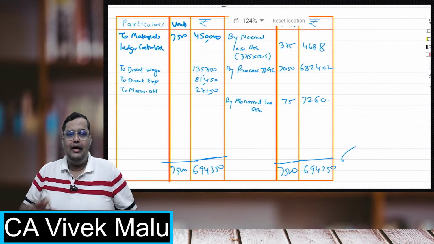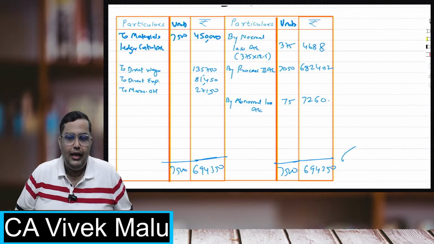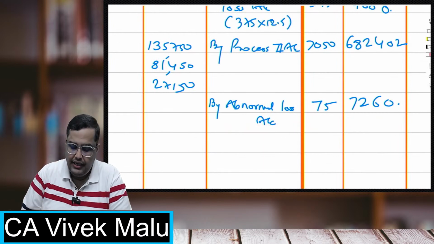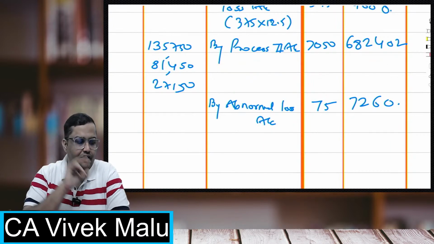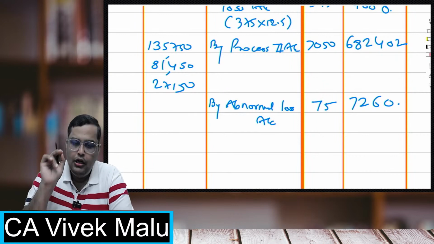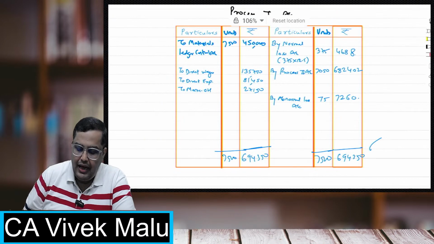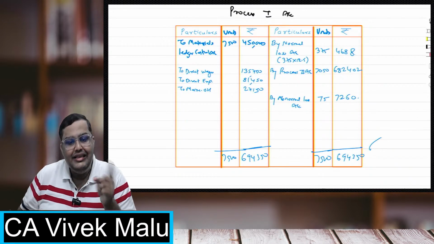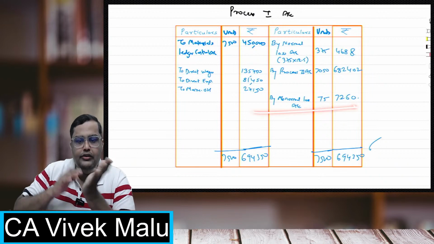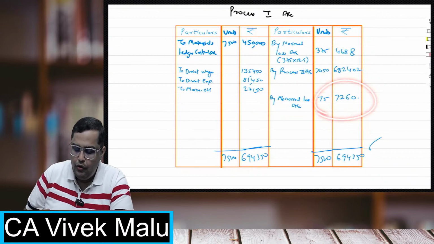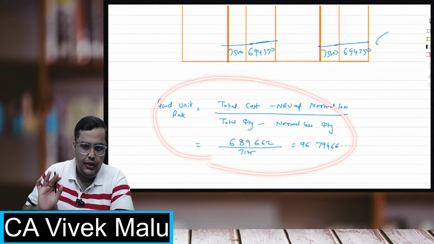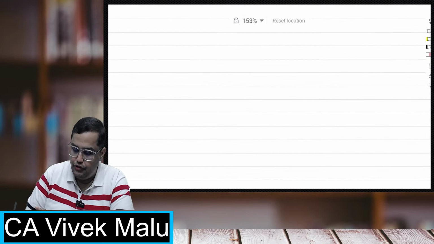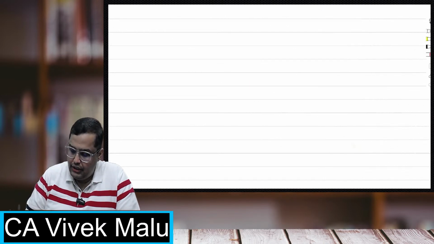Now students, this is how we make a process one account. Abnormal losses we have seen, we have measured at the good unit rate, and the transfer to the next process is also measured at the good unit rate only. Now we will try to make a process 2 account where there is going to be abnormal gain. The abnormal loss was written on the credit side and was also measured at the good unit rate. Now let's do the process 2 account, students.